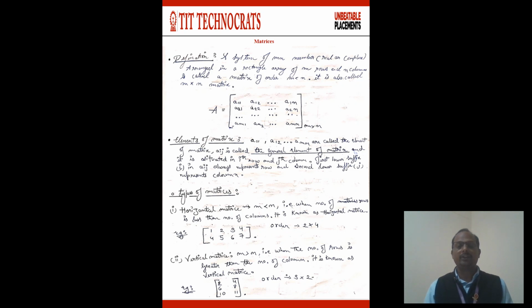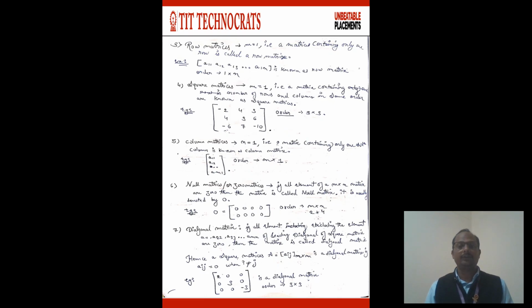This slide is a recapitulation of what you have already studied in school. There are a number of types of matrices. First, the horizontal matrix. We can understand the types of matrices according to the relation between rows and columns. When m is less than n, it is called a horizontal matrix, where the number of rows is less than the number of columns. In the same way, a vertical matrix is when m is greater than n, where the number of rows is more than the number of columns.